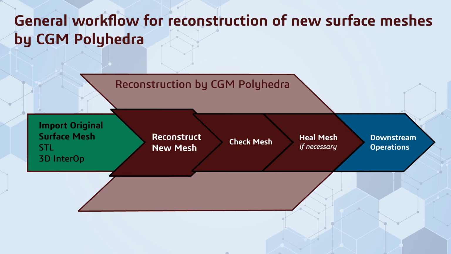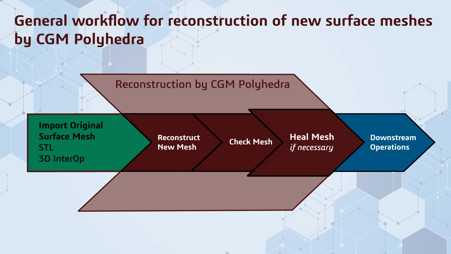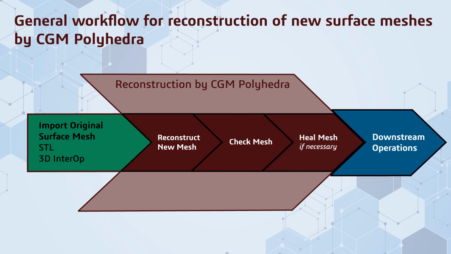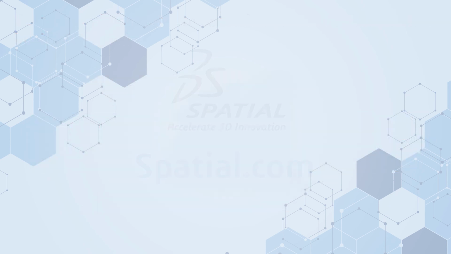CGM Polyhedra's ability to reconstruct new surface meshes and remove holes and gaps in original meshes eliminates tedious data preparation work. As a result, designers, engineers, and technicians can quickly concentrate on value-adding downstream operations.